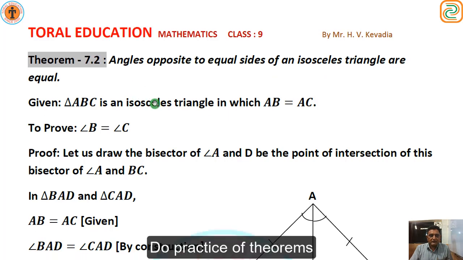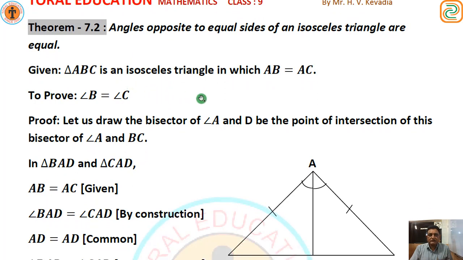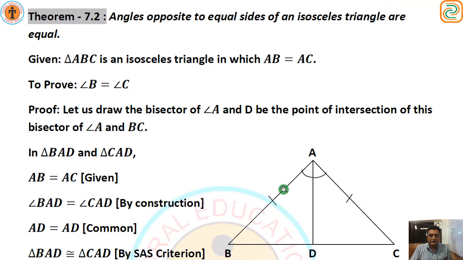Let's see. Here, given triangle ABC is an isosceles triangle in which AB equals AC. Opposite angles of equal sides AB and AC are equal, right? So we need to prove angle B equals angle C.